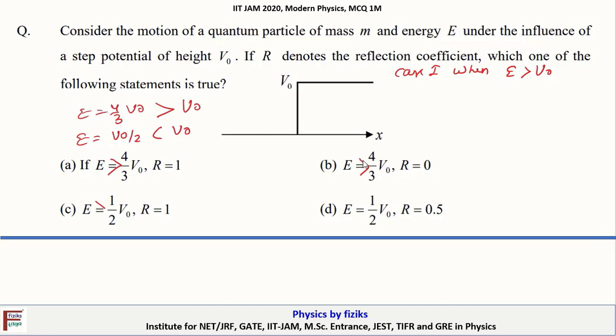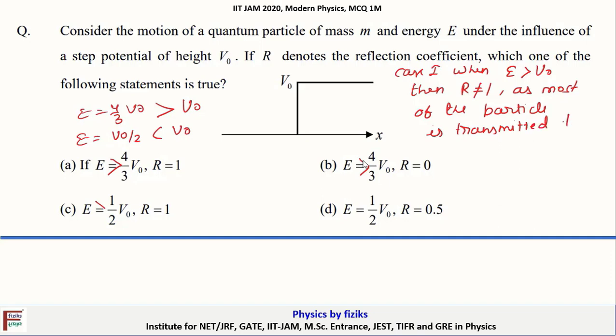then R is not equal to 1, as most of the particles are transmitted through the barrier. Now case second, when E is less than V0.